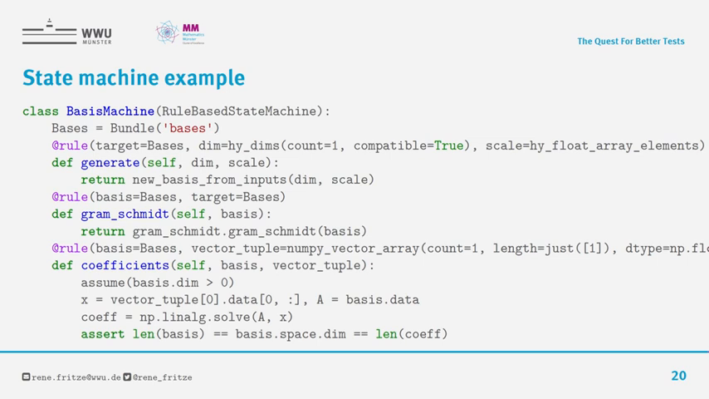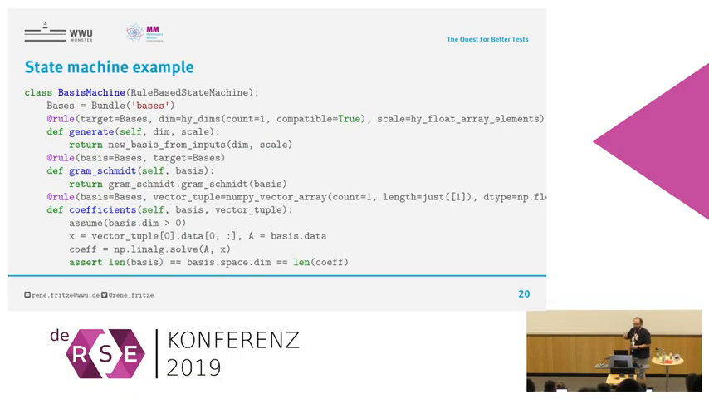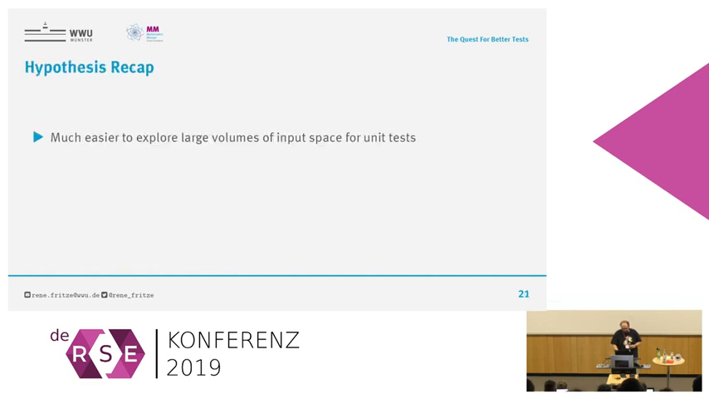So now if I run this, hypothesis will generate a list of inputs for basis generation. It'll pick up bases from this bundle, put them in Gram-Schmidt, put them in coefficients, outputs, get new bases, and so forth and so forth. And I don't have to tell my test case how it should compose new tests from the state machine. This, of course, is a pretty trivial example, but it still works. Okay, so to recap what I found if I want to use hypothesis.